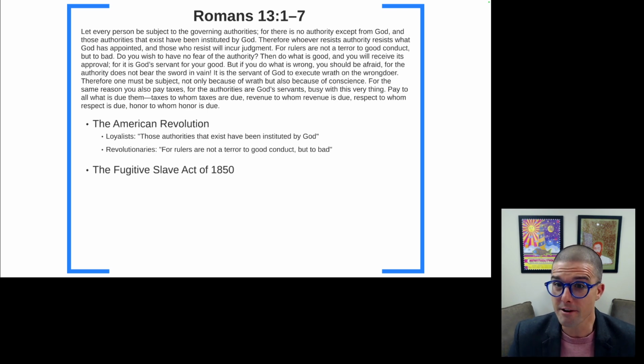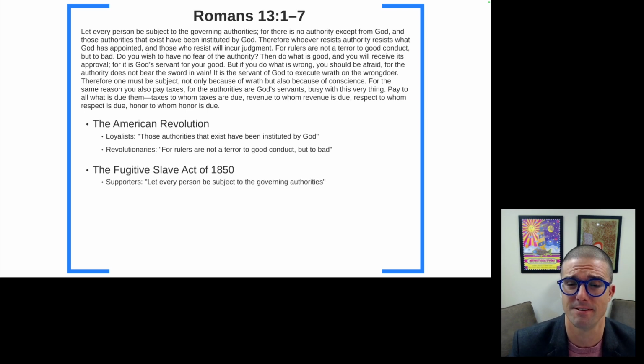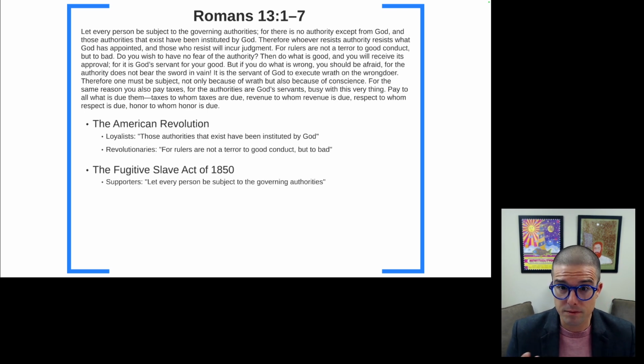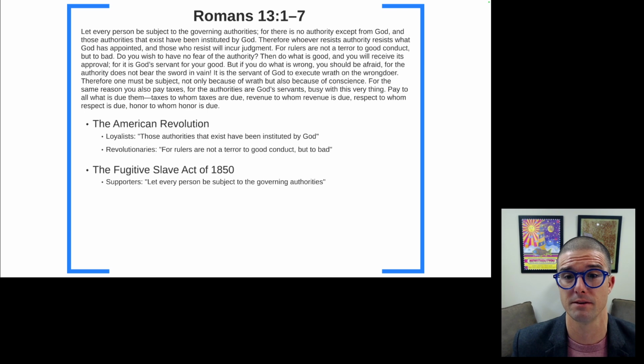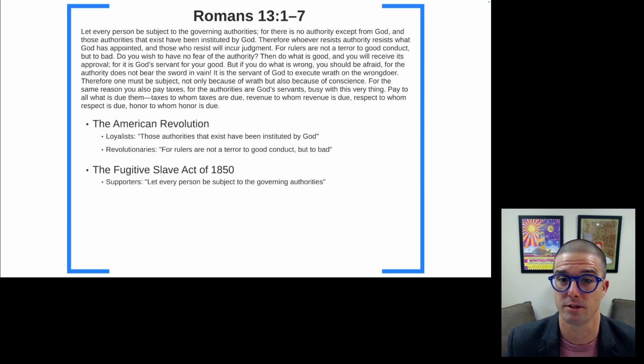Another flashpoint for Romans chapter 13 was the Fugitive Slave Act of 1850. Here, supporters of the Fugitive Slave Act, which said that fugitive slaves, even if they had fled to the north, had to be returned to their masters. So these anti-abolitionists, those who were opposed to the abolition of slavery, would say that every person needs to be subject to the governing authority.